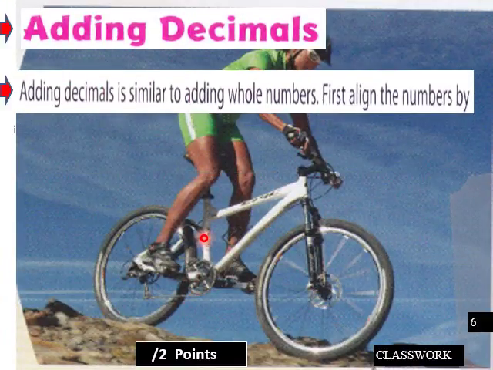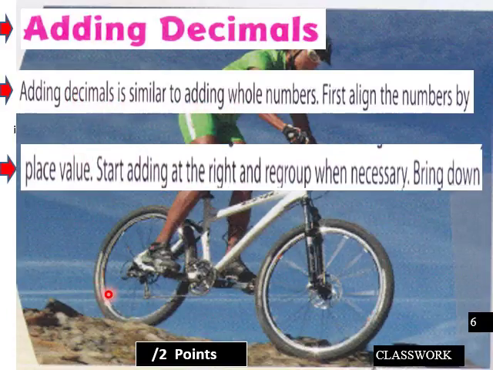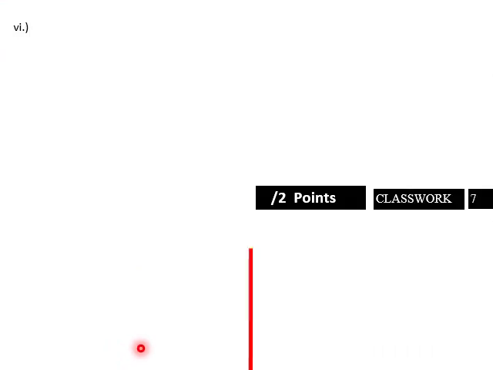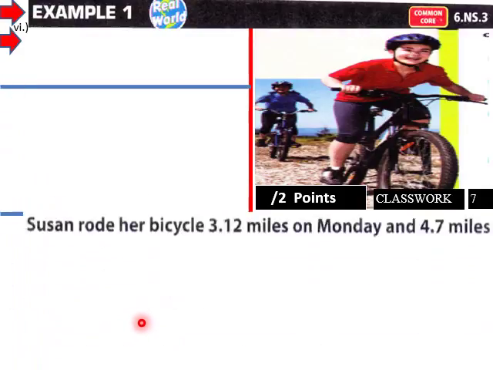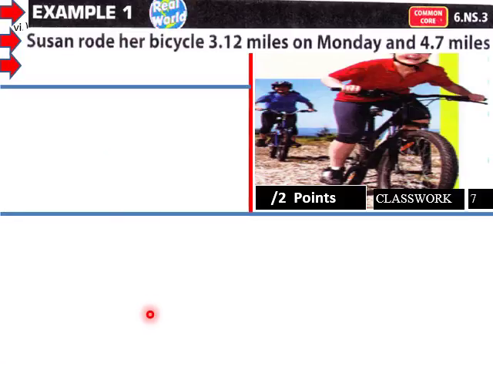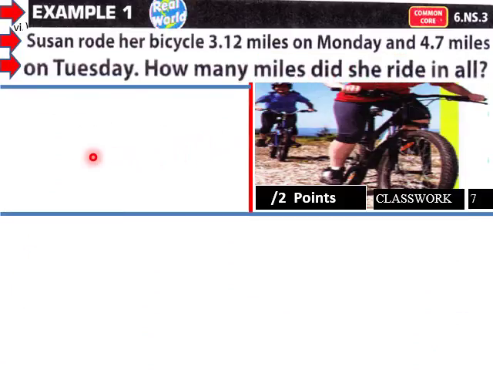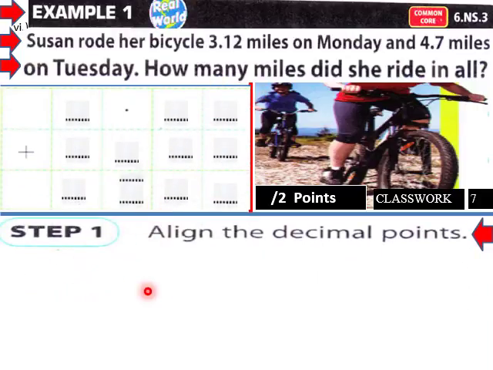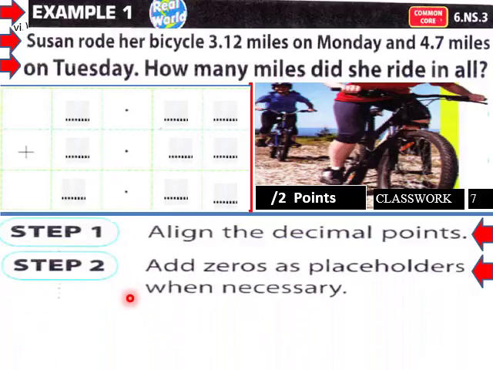See how that works? Adding decimals is similar to adding whole numbers. First align the numbers by place value starting at the right and regroup when necessary. Bring down the decimal point. Okay. Sounds like fun. So she rode her bicycle 3.12 miles on Monday and 4.7 miles on Tuesday. How many miles did she ride in all? So how do we figure that out? Align the decimal point. So here's the decimal point here. We got decimal point there and there, okay.